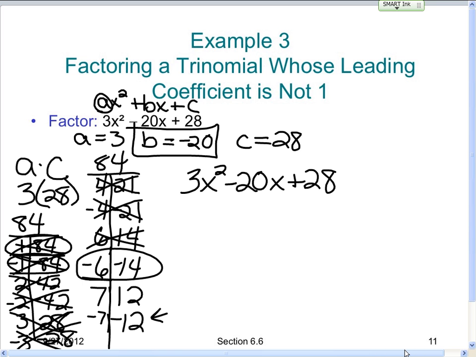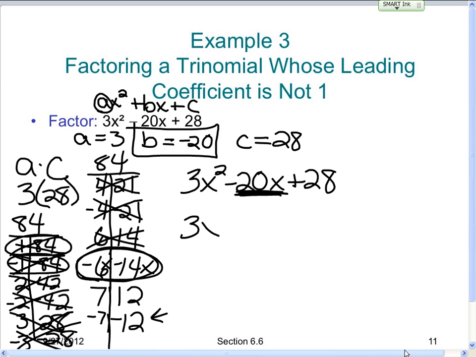Now, normally when you work with this kind of thing, you combine like terms, and you take your two x terms and add them together and you get this middle x term. Well, what we want to do actually is to break up this middle term using negative 6x and negative 14x.